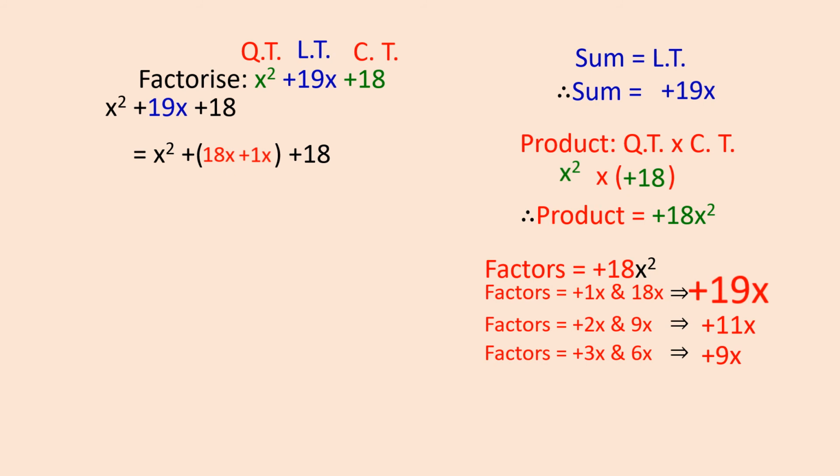Please keep in mind the sign of the coefficient of the linear term is plus, and that plus is outside the bracket. The sign in 18x plus 1x has come from the product. If the product sign is negative, then here it will be minus. I hope it is clear. The bigger number we take first and the smaller number after. Now let us learn to open the bracket. We have x square plus 18x plus 1x plus 18. The plus sign is outside the bracket, so it won't change any sign. Now we will form pairs.